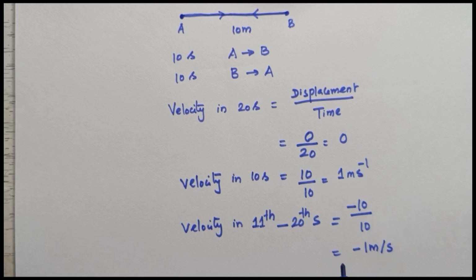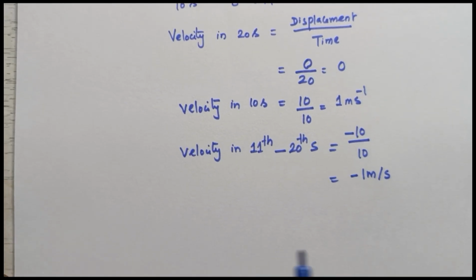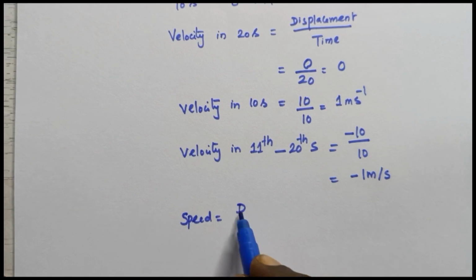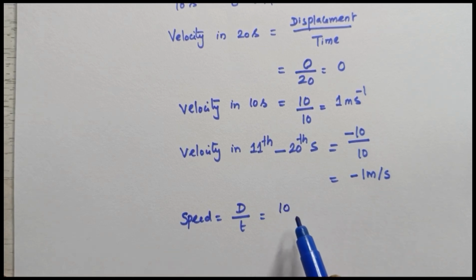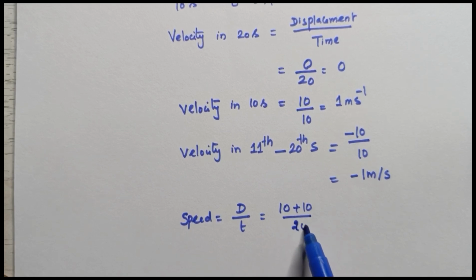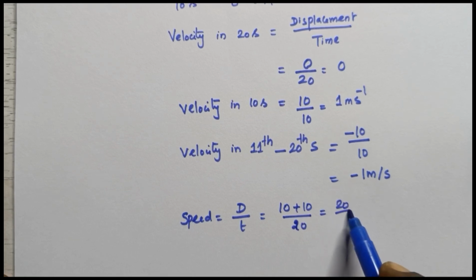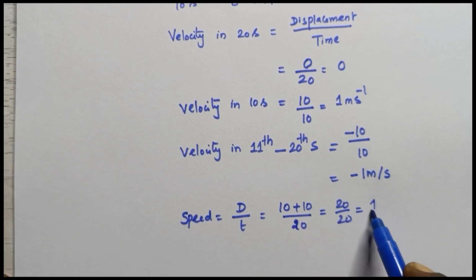ஆனால் ஸ்பீடை கால்குலேட் பண்ணிங்கன்னா speed is the total distance traveled by the body. அது எவ்வளவு distance travel பண்ணியிருக்கோ அதை calculate பண்ணணும். Like this we can calculate the speed. Speed is equal to distance by time. So which is equal to, in the 20 seconds, what is the distance traveled? Initially it has traveled a distance of 10 and after that it has traveled a distance of 10. So 10 plus 10 by time is 20, which is equal to 20 by 20, and this is equal to 1 meter per second.